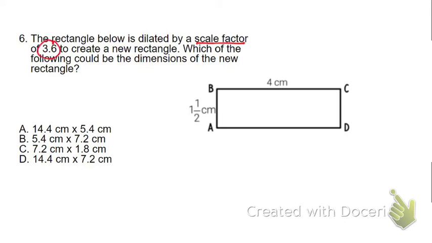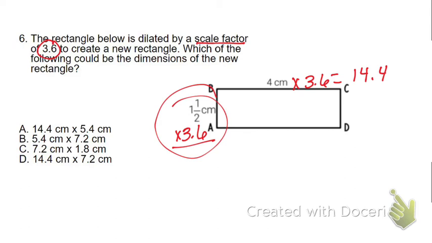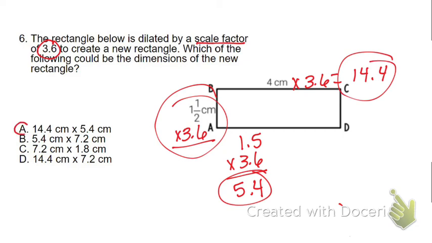So my scale factor is 3.6. That means my picture is going to get bigger. Okay, so really all I have to do is multiply every side by 3.6. Now, 4 times 3.6 was 14.4. That one's pretty easy. But I do not know how to multiply a fraction times a decimal. What I do know how to do is multiply a decimal times a decimal. So if I make that 1.5, and I multiply it by 3.6, my answer there is 5.4. So these are my dimensions. And there we go. The answer is A.